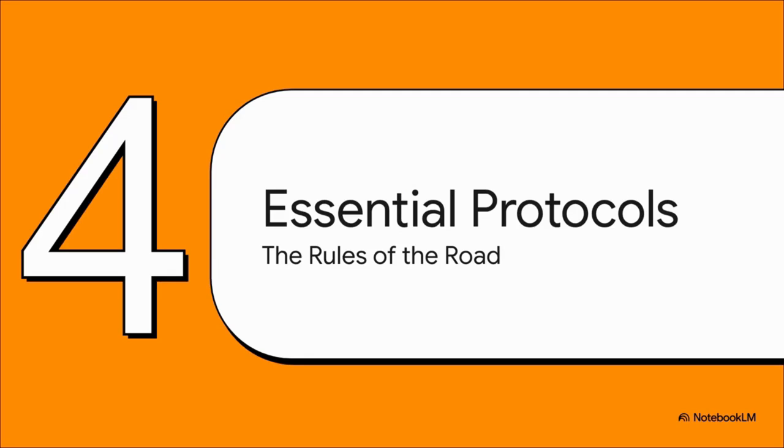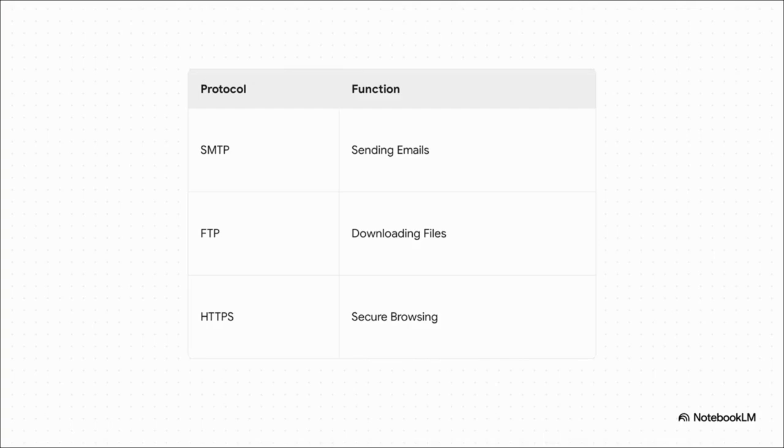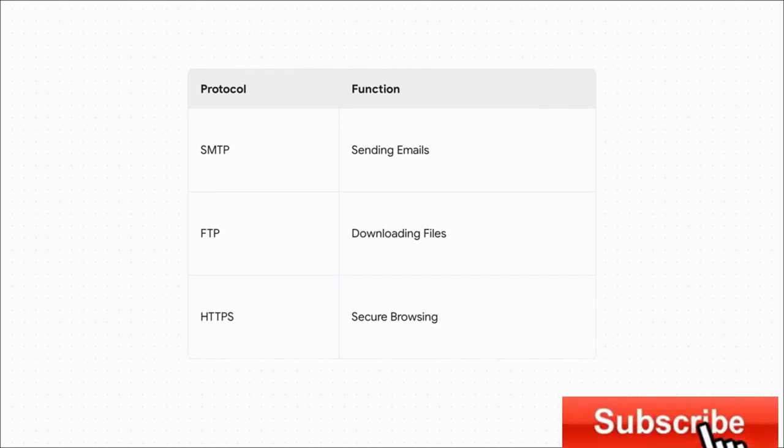Moving on to our final section, Essential Internet Protocols, the rules of the road. Let us zoom out to the global level once again. When billions of devices are communicating, you need strict rules, or protocols, to avoid total chaos. Let's decode this together, because this is pure gold for your MCQs. First, SMTP. This protocol is strictly used for sending emails. Next up, FTP, File Transfer Protocol, obviously used for downloading and uploading files. And finally, HTTP and HTTPS for your web browsing.